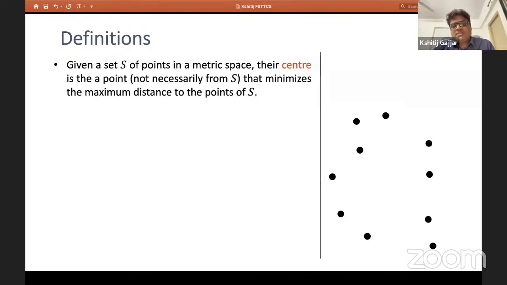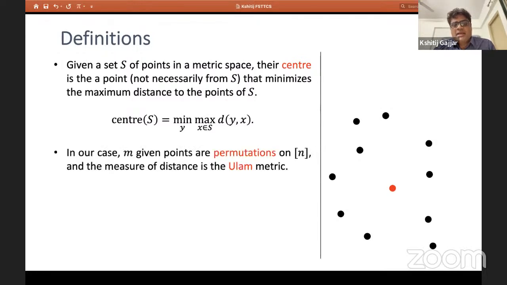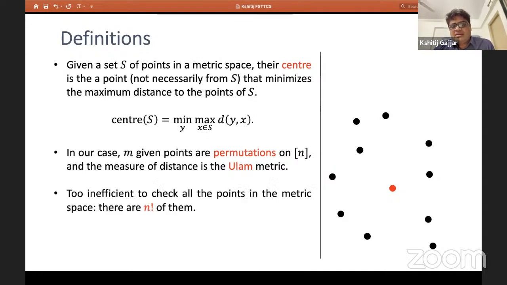So this is a problem on permutations, but this has been studied for other metric spaces also. If you're given a set of points in a metric space, then their center is a point that minimizes the maximum distance to all the given points, and this is the formal definition. In our case, we are given m points. The permutations are over n, and the measure of our distance is the Ulam metric, as I defined earlier. And the reason why this problem is difficult is because you can't check all the points in the metric space, because there are n factorial many permutations.